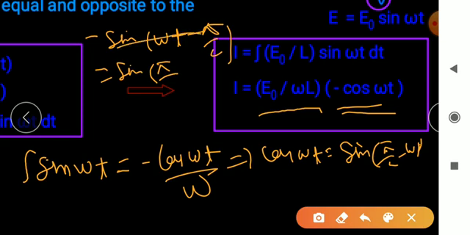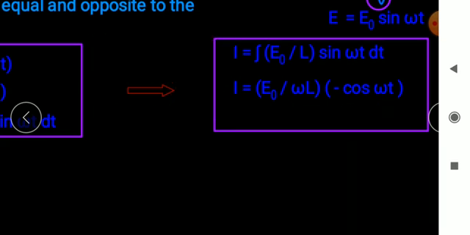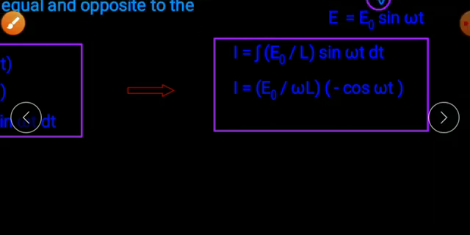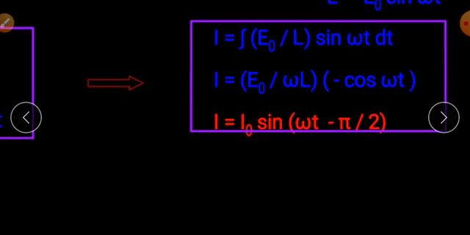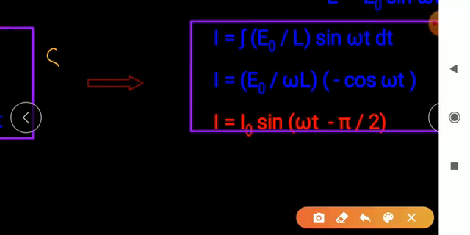So minus cos omega t is equal to minus sine of pi by 2 minus omega t, which equals sine omega t minus pi by 2, right? From this equation we can write I equal to I naught sine omega t minus pi by 2, since we have sine minus theta equal to minus sine theta.